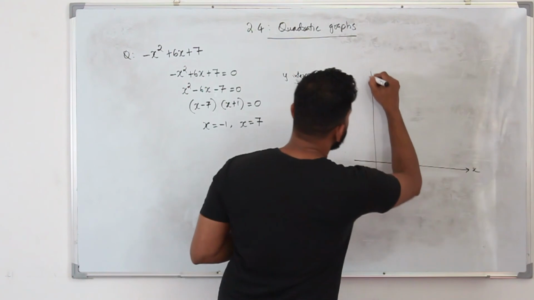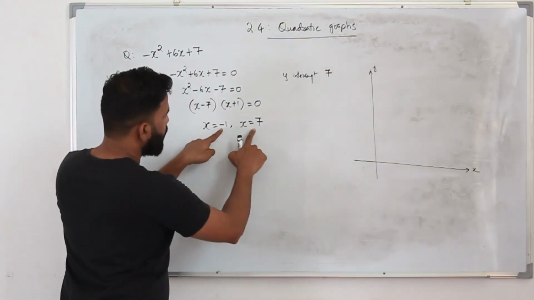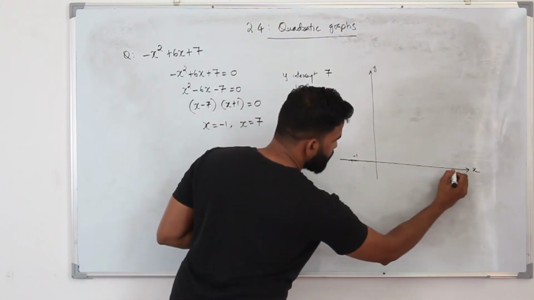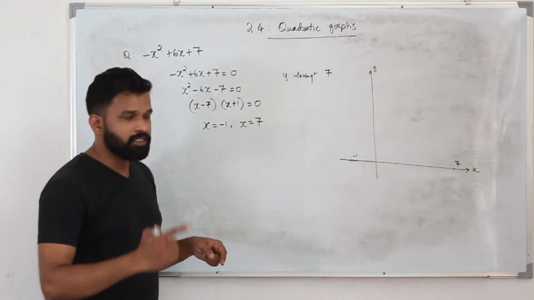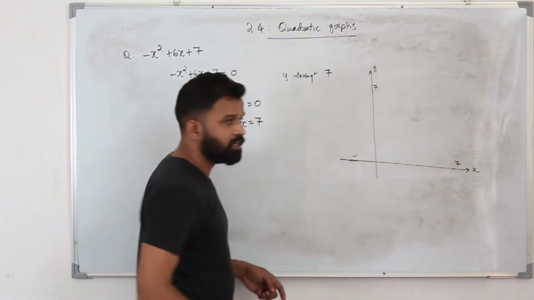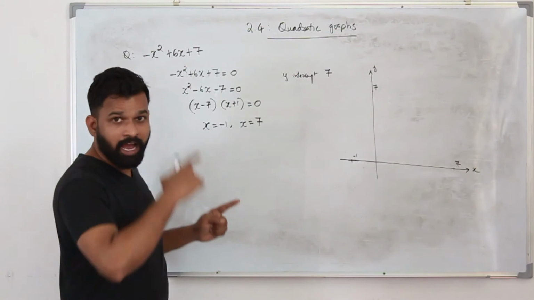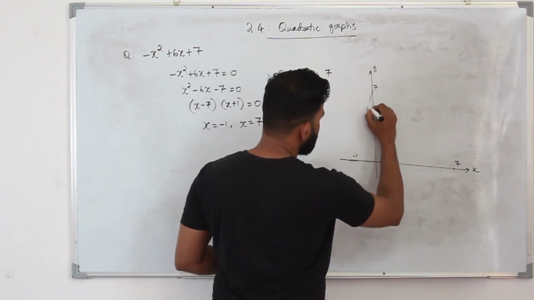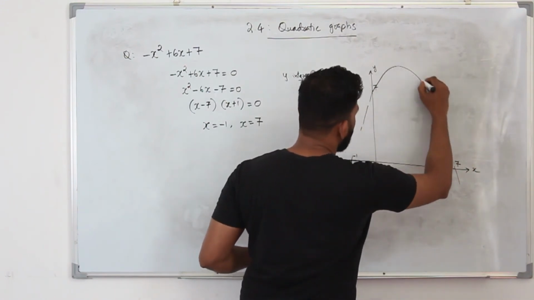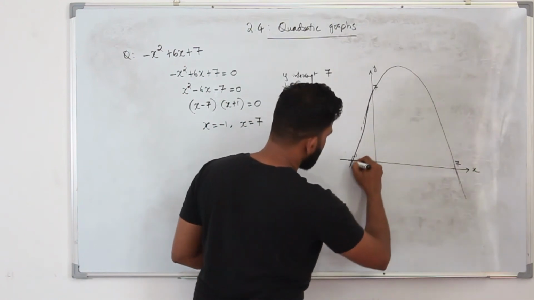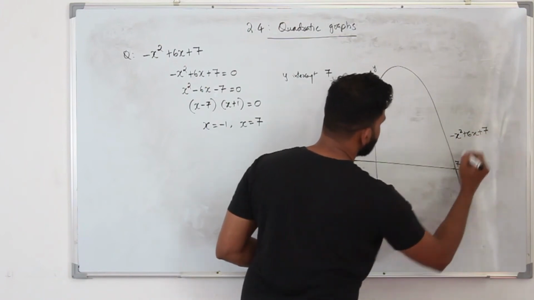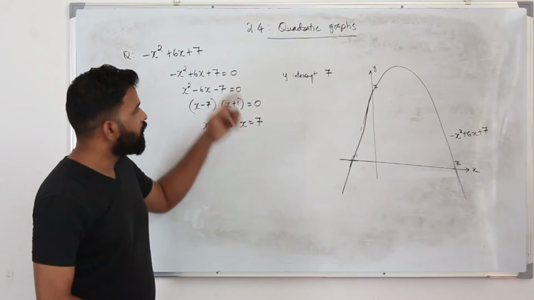So take x and y. Your x-intercepts are minus 1 and 7. So take minus 1 here, 1, 2, 3, etc., let's say 7 here. Minus 1 and 7. The y-intercept is 7 here. So the curve will be an upside down curve, something like this. This is our parabola, minus x squared plus 6x plus 7.